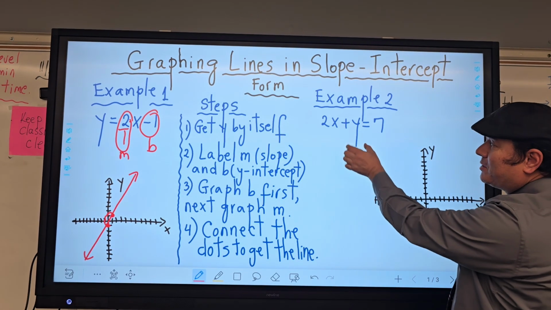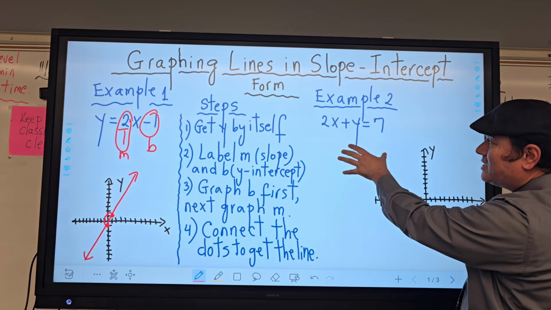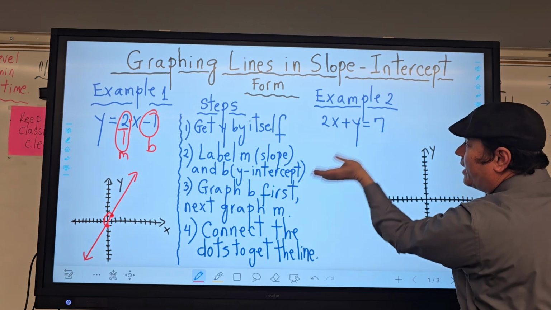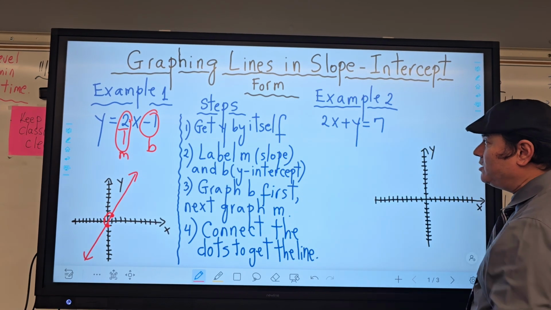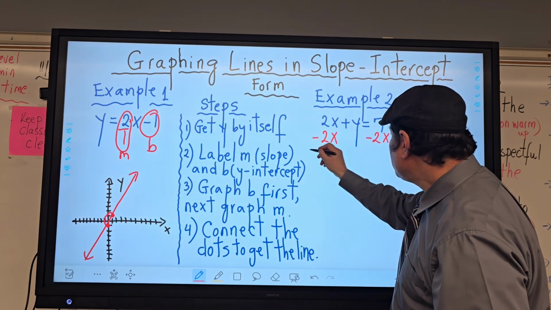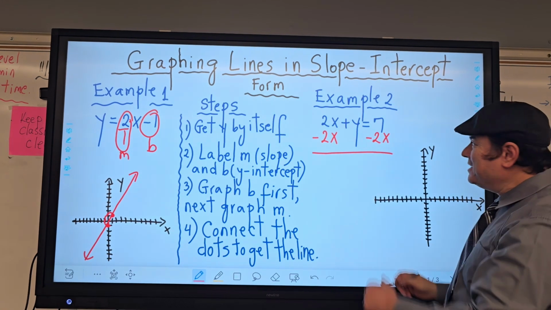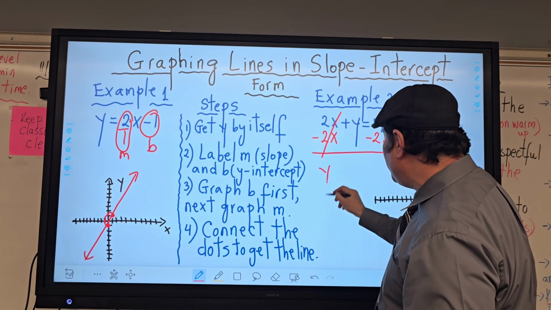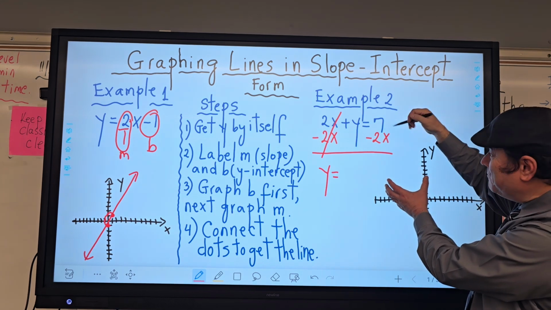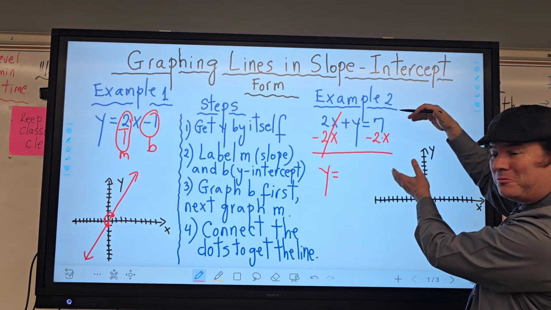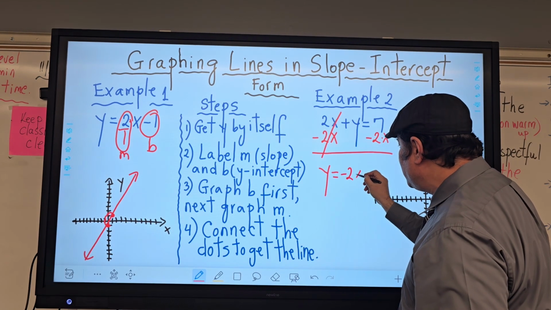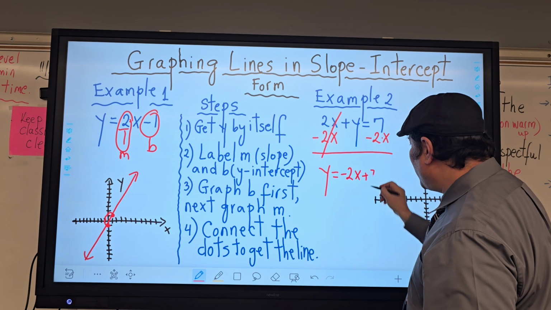We see in this example that y is not by itself. So in this case, we are going to subtract 2x on both sides. We need to get rid of 2x, bring 2x to the other side of the equation. So let's subtract 2x on both sides. 2x minus 2x cancel each other out. So now we have y equals, we cannot combine negative 2x and 7 because they are different terms. Let's put negative 2x first. We need the slope first, negative 2x, and then plus 7, the y-intercept.